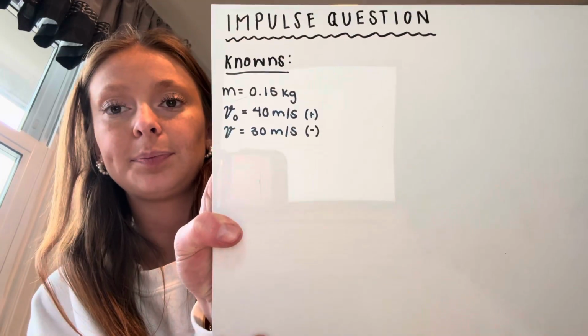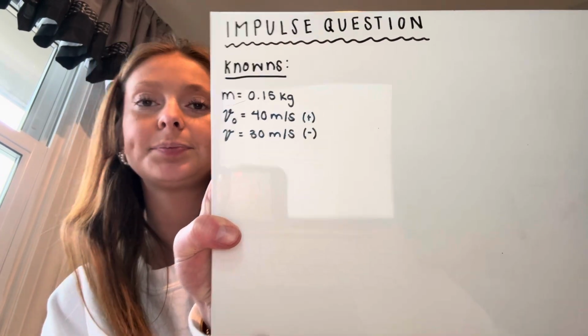We also know that since they're hitting the baseball back in the opposite direction, one of them will be positive, so the initial velocity will be positive, and the final velocity will be negative. Write it just like that.